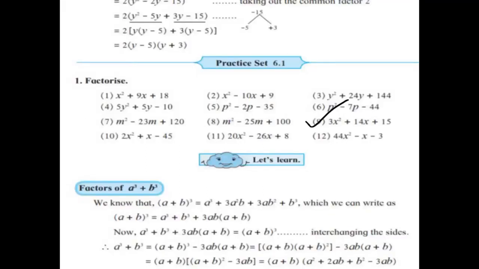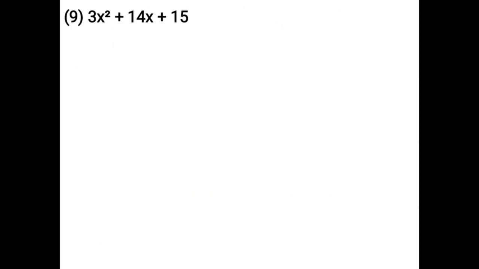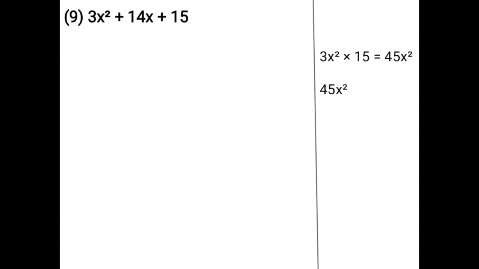3x square plus 14x plus 15. In rough column, first you have to multiply first term and third term, that is 3x square into 15 is 45x square. Write all the factors of 45x square. After writing all the factors of 45x square, you have to choose the correct factors of 45x square to write the expansion of the middle term, that is plus 14x. Correct factors of 45x square are 5x and 9x. Now we'll begin the sum.